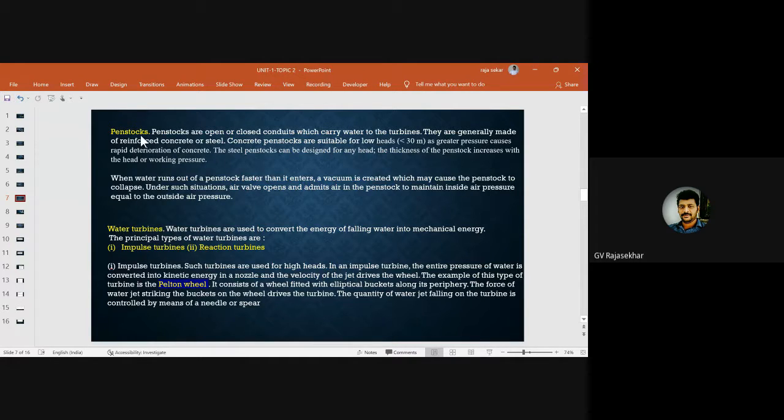So what is the purpose of penstocks? The purpose of penstocks is to send the water from the reservoir to the turbine.